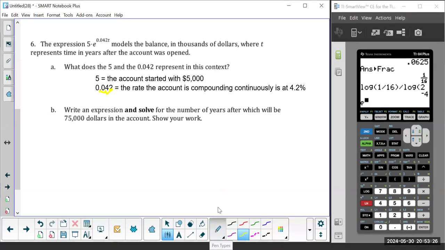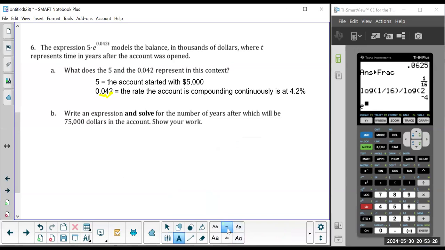So now they want us to write the equation and solve. So we have the equation up there, the 5 times, and I'm just using that E to the 0.042 T equals, now this is where we have to be careful. It's saying $75,000, but this is in thousands. So I only want to write 75. The other thing that a lot of you did on this quiz when we took this is you forgot to solve it, and it says it in bold, and solve. So you have to solve this one.